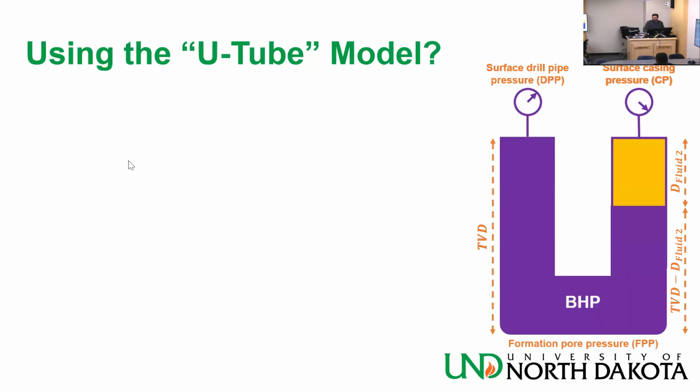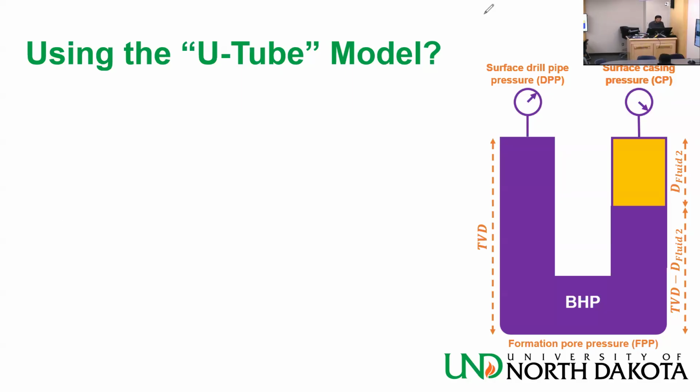Okay. So how will I use my U-tube model now? We talked about the U-tube model, and now you know how to calculate how much a hydrostatic column weighs. Now, how do you apply that to your U-tube model? Here you have a U-tube model that has two fluids in it. It's a well that has one fluid in the drill pipe and two fluids in the annulus. So how does it look?